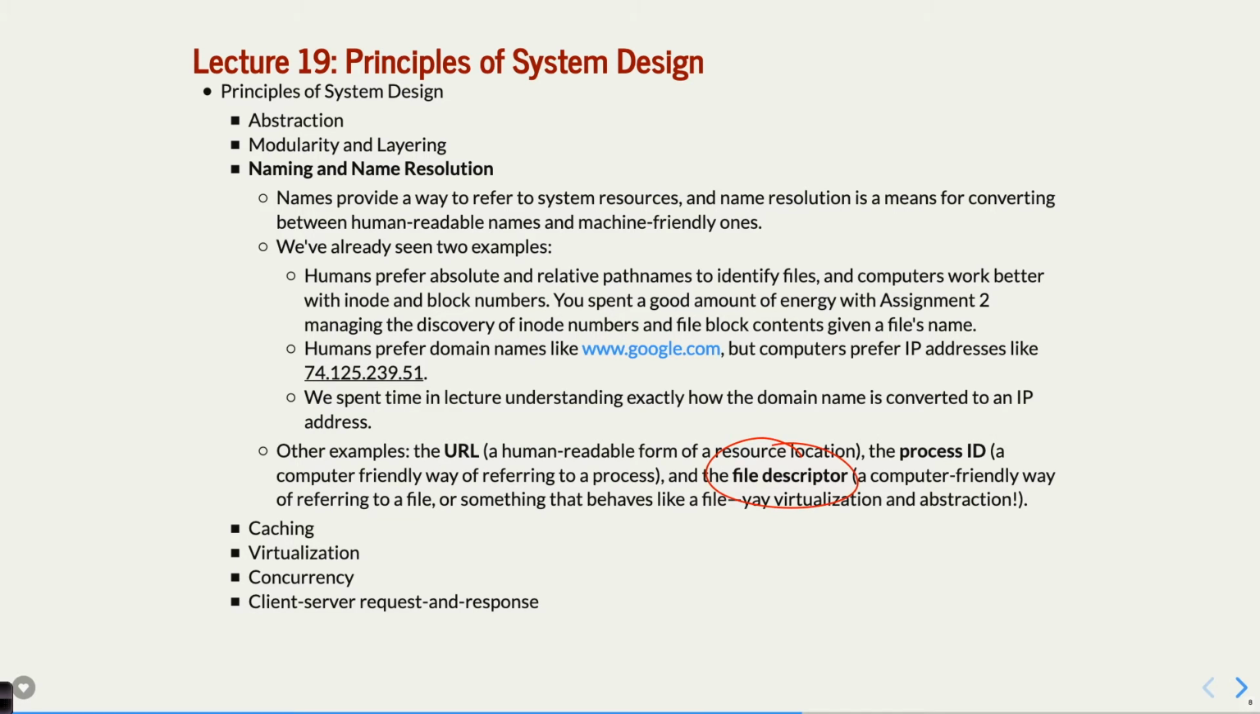File descriptors. A file descriptor was just a number, right? But that number goes to a file descriptor table, which has all the other details, and that's that. So there are lots of different places where you can see naming and name resolution that you'll see as you build bigger programs.